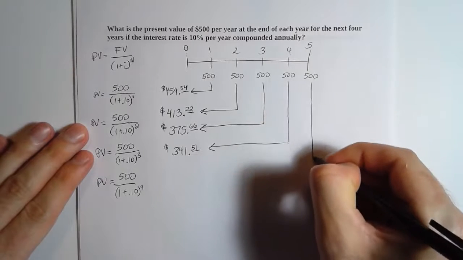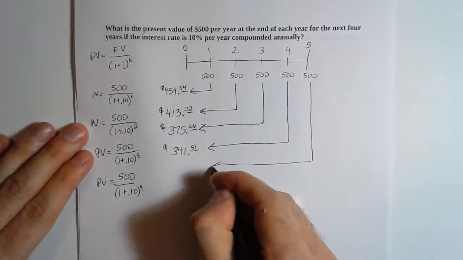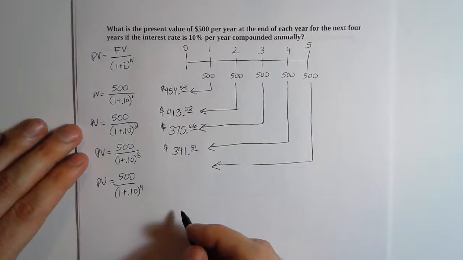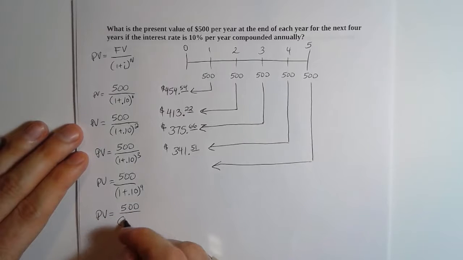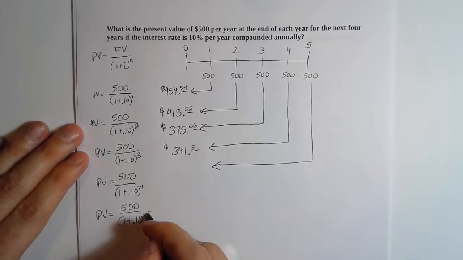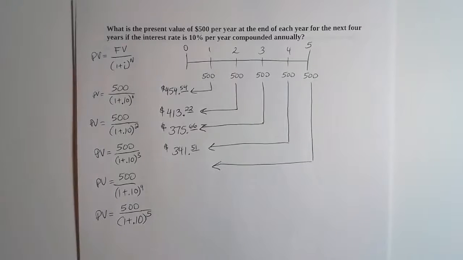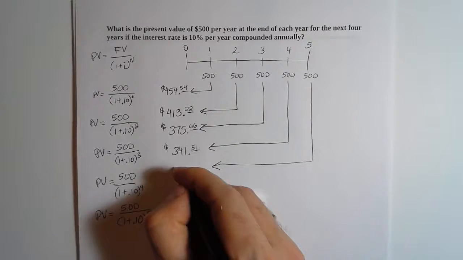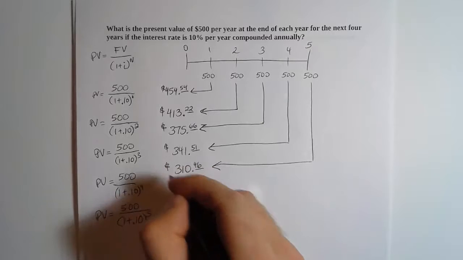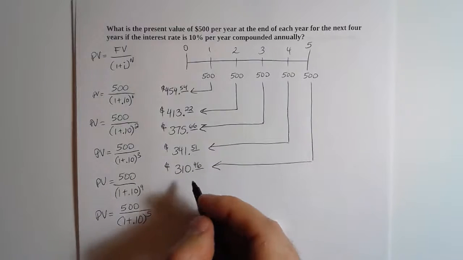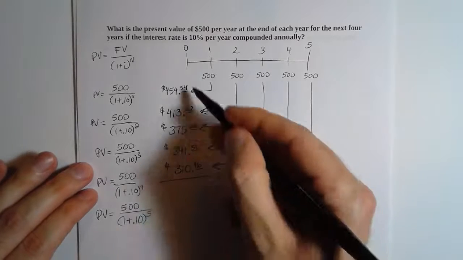Okay, which leaves us with the last cash flow. So let's find the present value of this. Present value is going to be equal to $500 divided by 1 plus 0.10 raised to the 5th. Okay, so in this case, I recommend again that you pause the video and try it out. Alright, so if you paused the video and tried it out, you should have gotten $310.46.